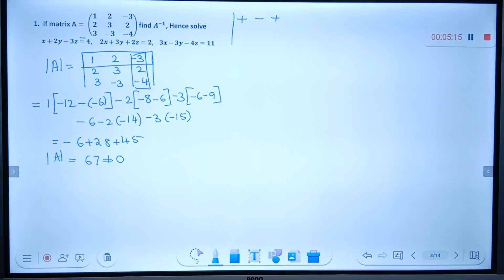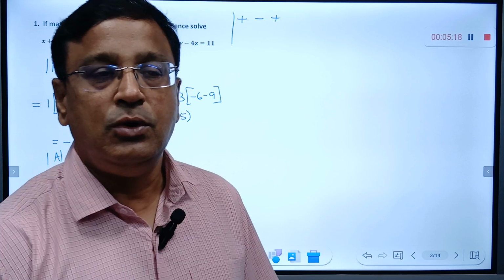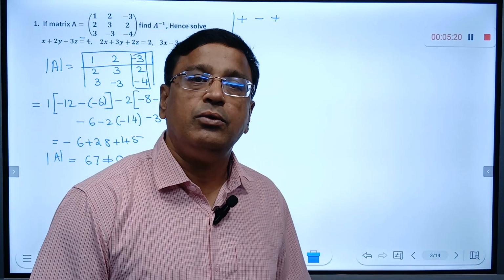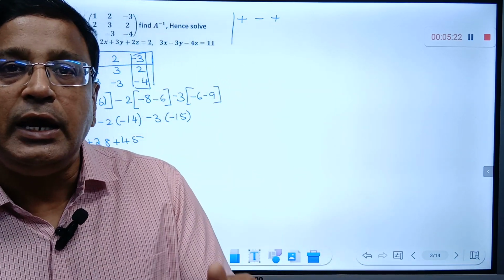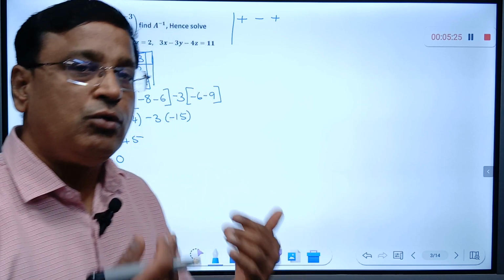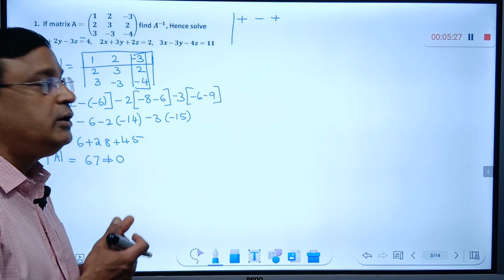So you have come up with the first statement that determinant A is not 0. If determinant A is not 0, what do you know? It's a non-singular matrix. A inverse will exist. So now you can go to the next step. My job now is to find the cofactors.